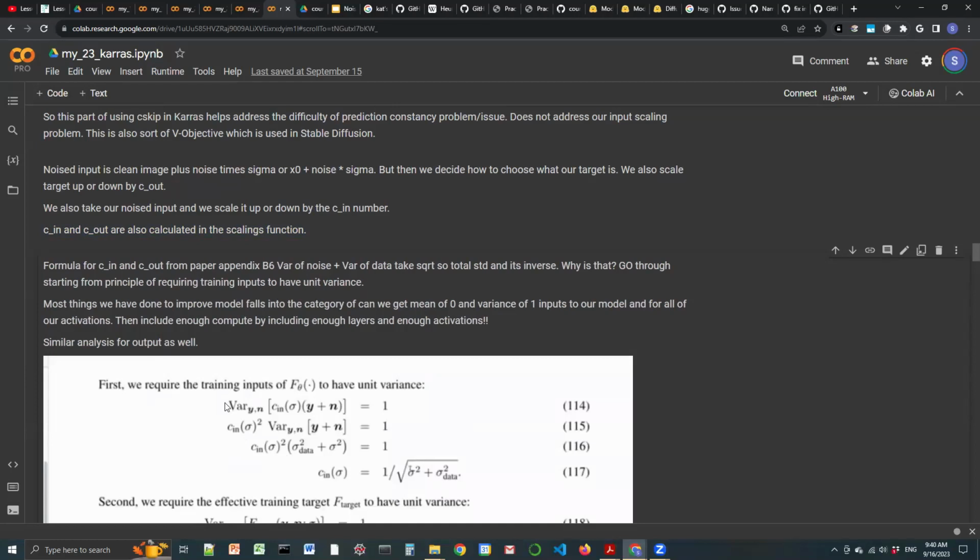So what they want to do is to say that we have this equation where we have y, which is the clean image, n, which is the noise that I've already talked about, and we want the inputs, which is the y plus n, the noise image, multiplied by this factor Cn, which is a function of sigma, the amount of noise we add. We want the variation of this entire thing to be equal to 1.